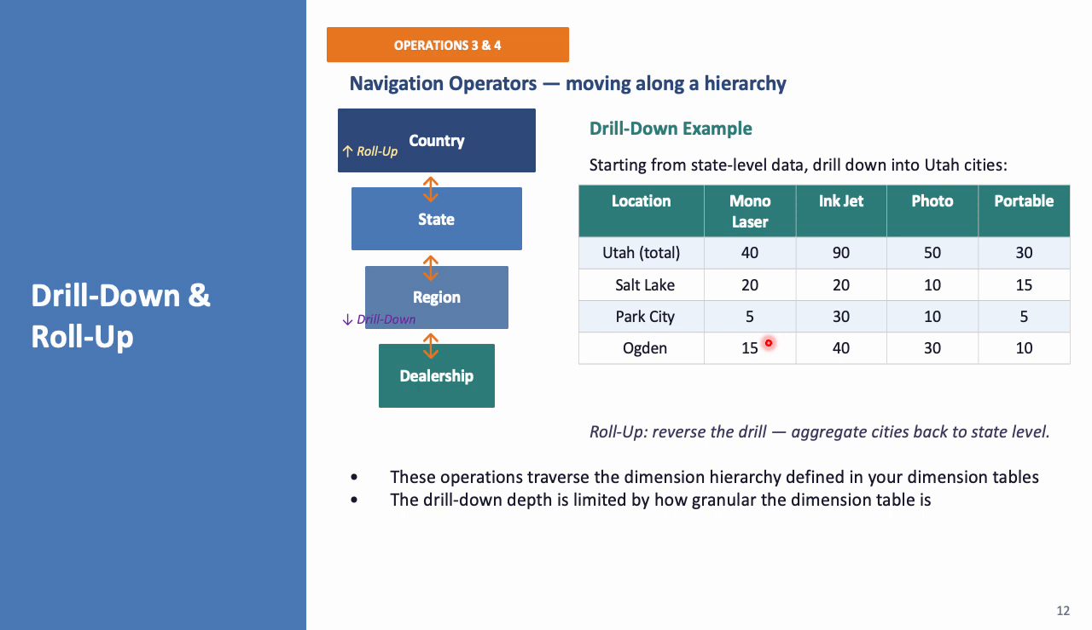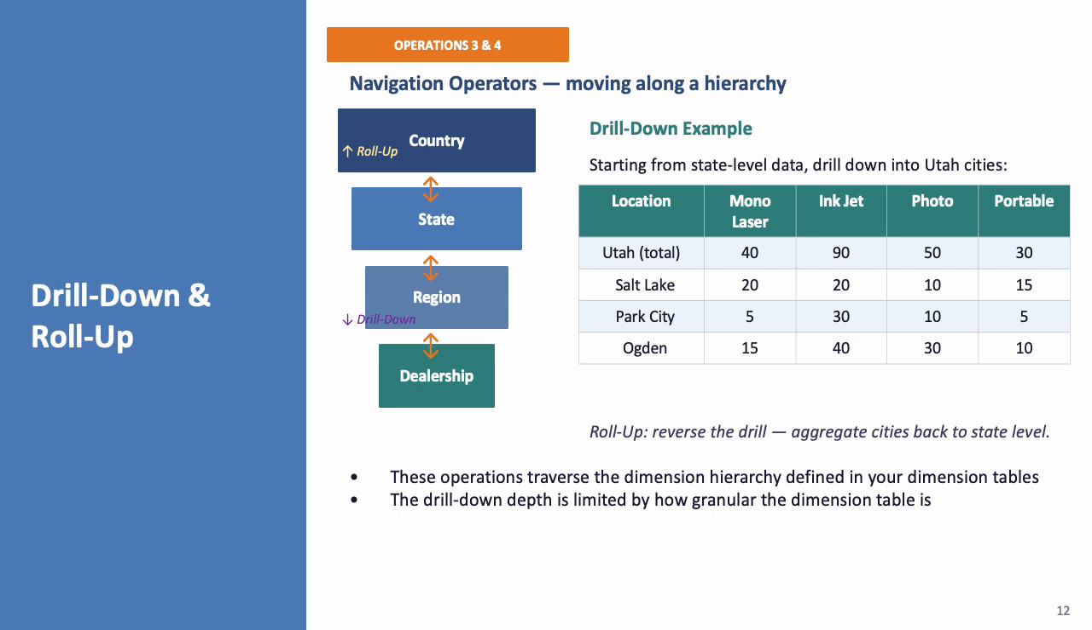Roll-up is simply the reverse. If we are already looking at city level data and we want to go back to seeing state totals, we just roll up, which means aggregating the individual city values back into their parent state. The result is the same state level row we started with.